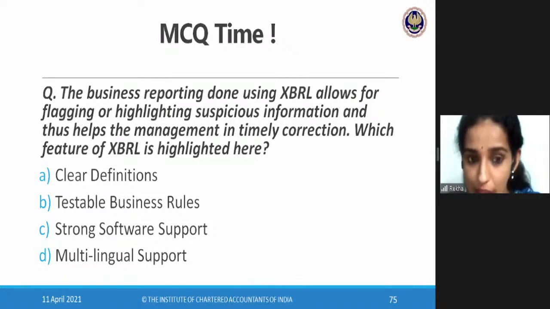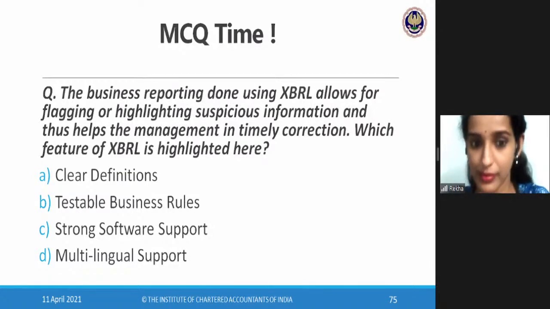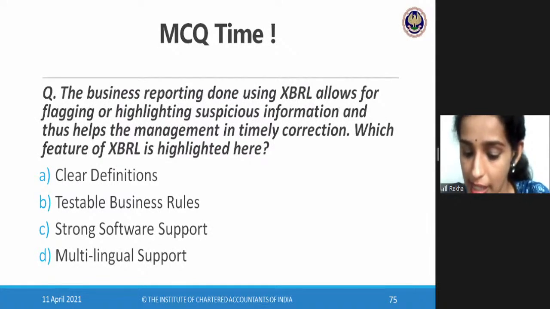So what is the answer for this? Suspicious information, flagging, review, unwanted information will not be fed into the system. Now, what is the feature of XBRL here? Is it taxonomy? Is it strong vendor support or multilingual support? What is the answer here?